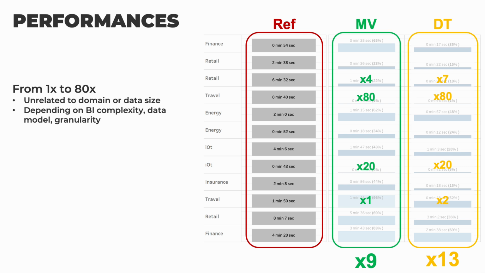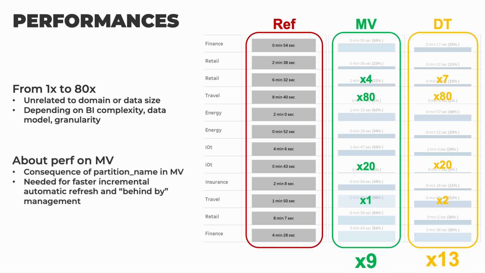Now perhaps something surprises you. Why does my green accelerate less than my yellow? It surprised us at first. Well, actually, there's a very simple mathematical reason behind it. Within each MV you create, Snowflake adds the partition name. It's written in the documentation. Why do they add the partition name? Simply to enable efficient incremental refresh and better manage what they do very well. Handle the behind by. We'll talk about the behind by later when we discuss data refresh and data freshness.